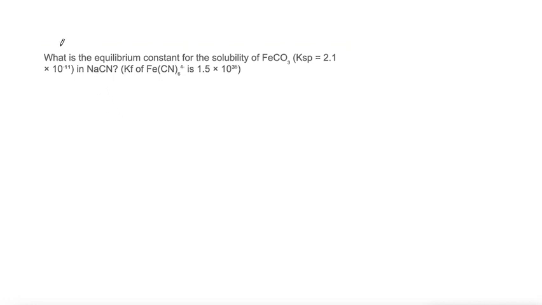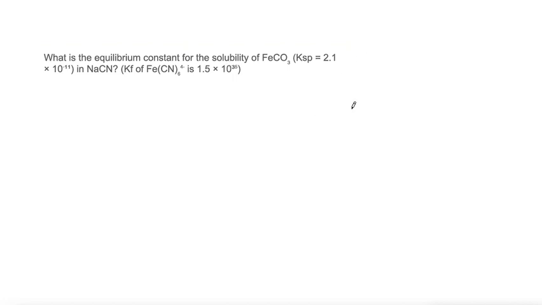So here we have a problem that asks for the equilibrium constant for the solubility of FeCO3, given the KSP, in NaCN, and the Kf of the complex with the CN ion is also given. For these problems, if you want to learn why this is the rule, then you want to look for some other resource, like looking it up online.